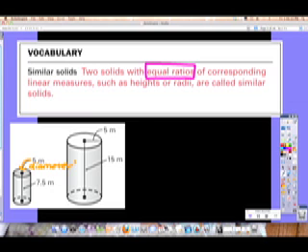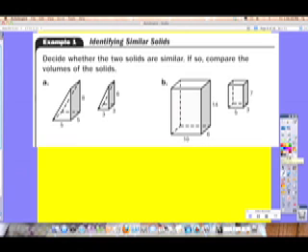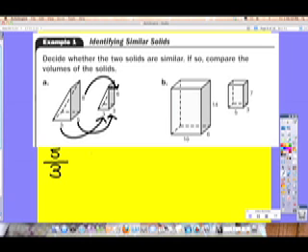Are these ones similar solids? You have to check every single side. So letter A, you have to compare. Look, 5 to 3. So far, is it similar? Yeah. But then we have to compare 8 to 6. I like to write them as fractions. Wait, is a fraction really a ratio? Yes. Totally. Are those two equal? No, they're not.